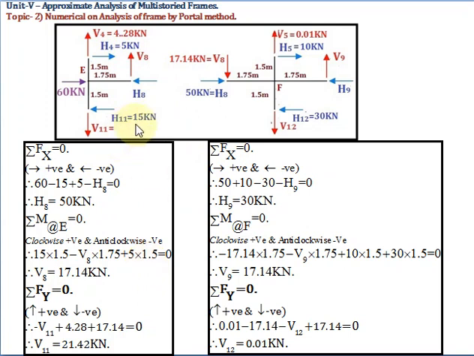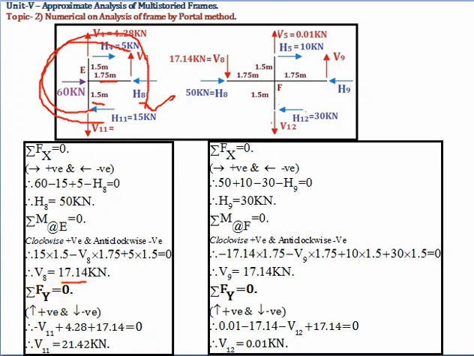Now next, 15. How is 15 acting? Clockwise. Now what is the sign convention? Clockwise positive. So 15 into what is the distance? 1.5. Then V8. How is V8 acting? Anti-clockwise. So V8 into, anti-clockwise means minus, into 1.75. Solving this we will get the value of V8.